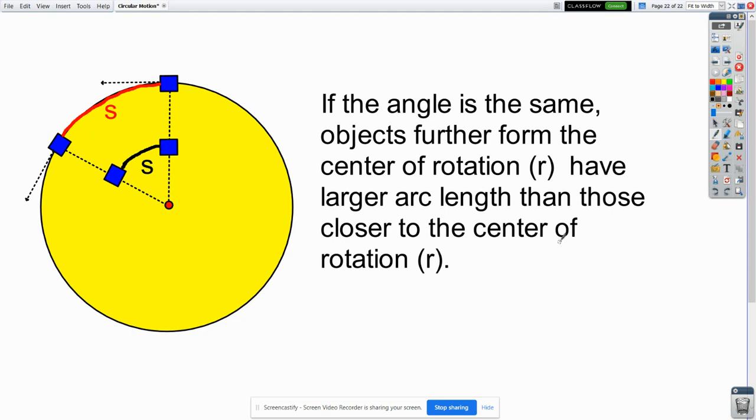Again, we're going to take all these ideas and we're going to put them together mathematically to be able to do things like calculate the tangential velocity, calculate the angular velocity, calculate the acceleration, calculate the centripetal force of our object.